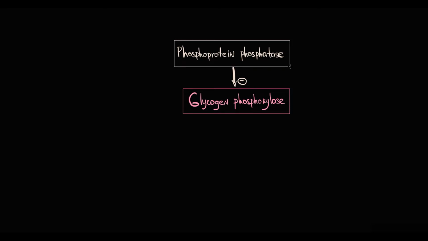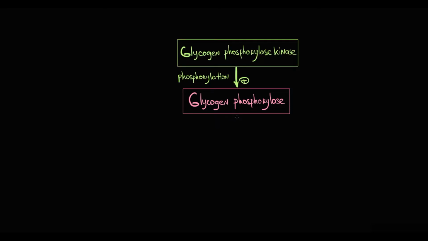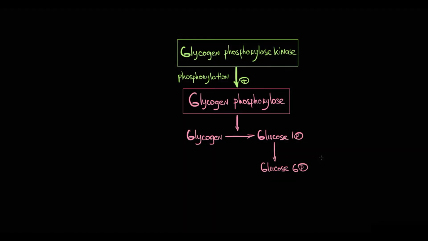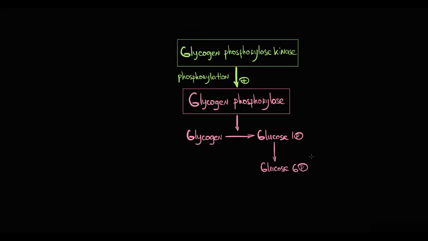In activated state, glycogen phosphorylase cleaves 1,4-glycosidic bond. This results in release of glucose 1-phosphate molecule from glycogen. Then the cell converts glucose 1-phosphate into glucose 6-phosphate. And now there is a huge difference between muscle and liver tissue.